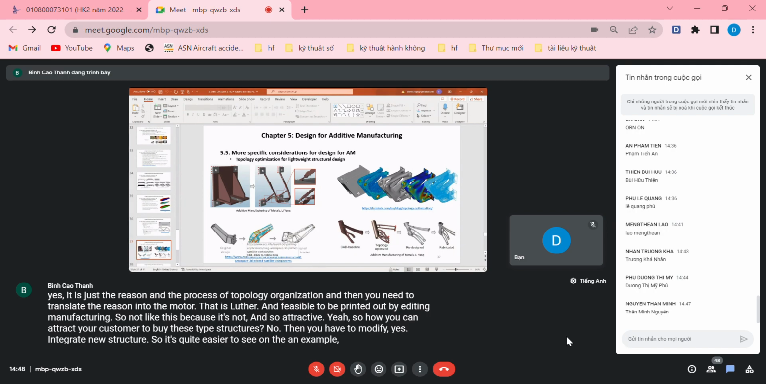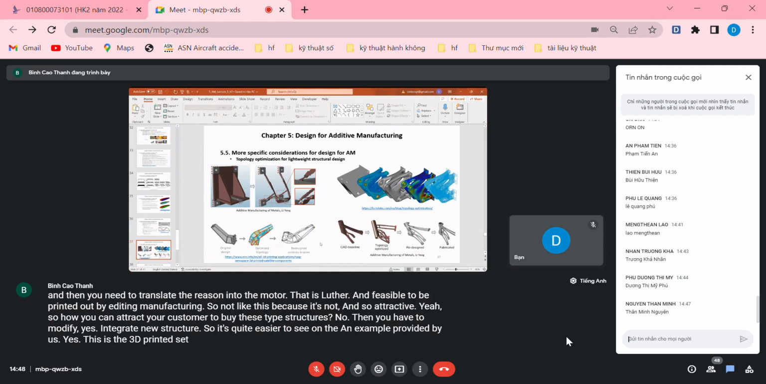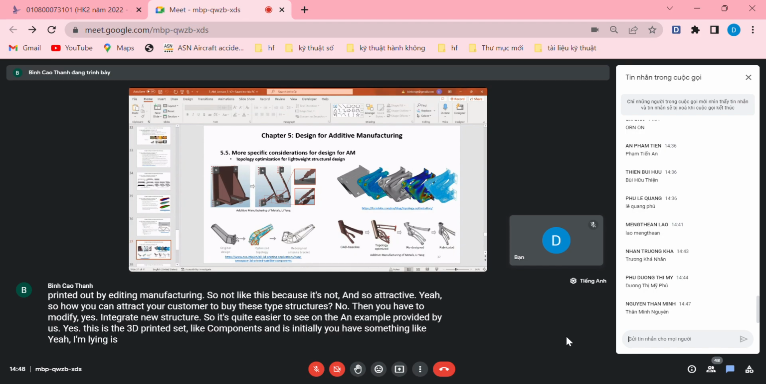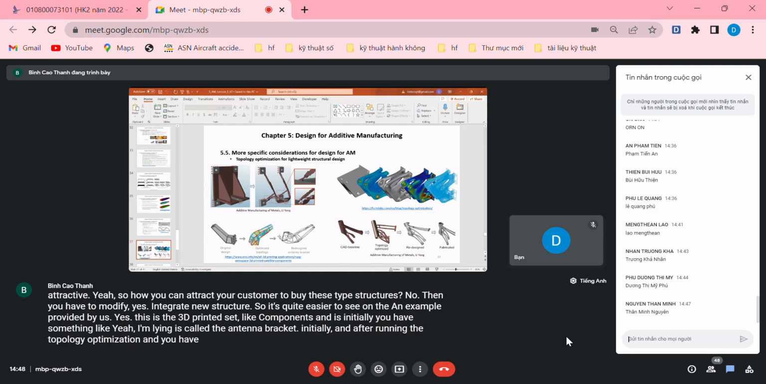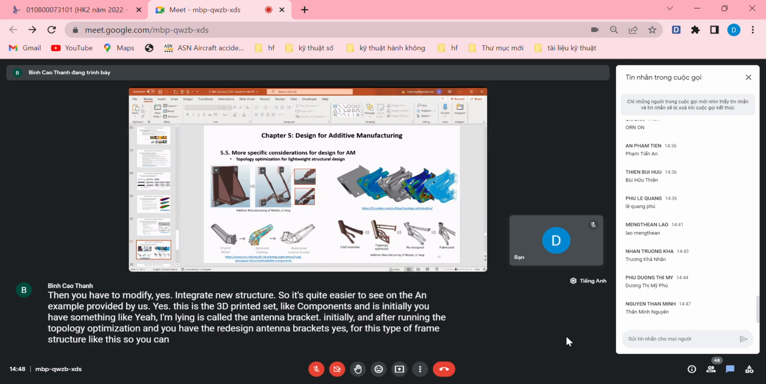It's quite easier to see in an example provided by EOS. This is the 3D printed satellite components, and initially you have something like the arm, called the antenna bracket, and after running the topology optimization, you have the redesigned antenna bracket. For this type of frame structure, you can somehow measure the part in terms of the dimensions.